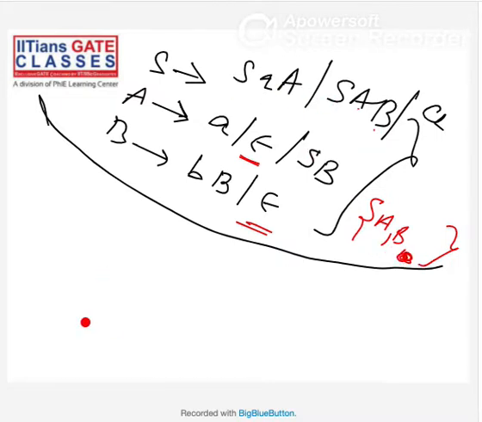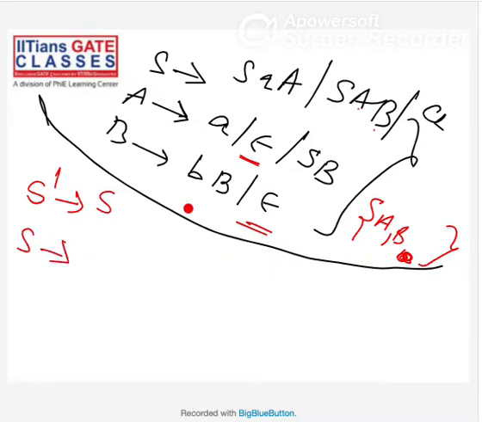So these are your nullable symbols. Once you have found the nullable symbols, now you don't have to do anything, just directly add a new starting symbol. S dash goes to S. Just add this new starting symbol, S dash goes to S. Now this S will go to where? A second.